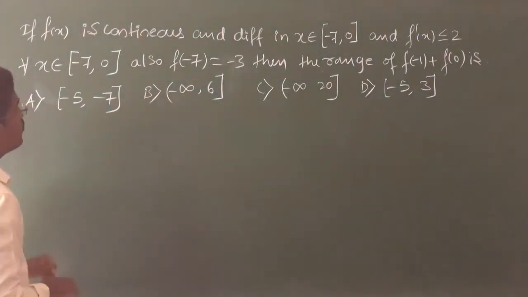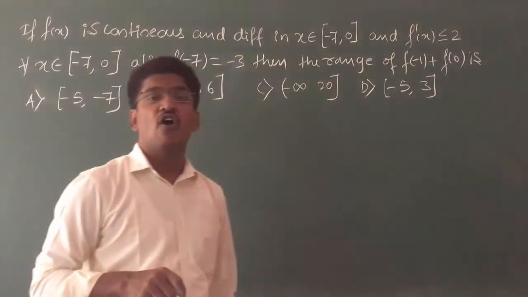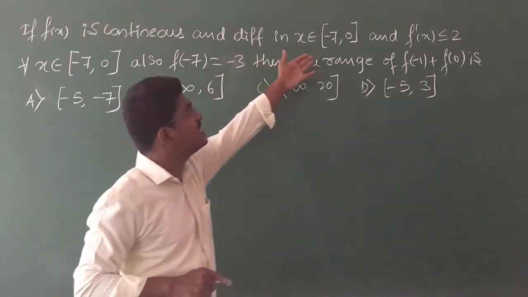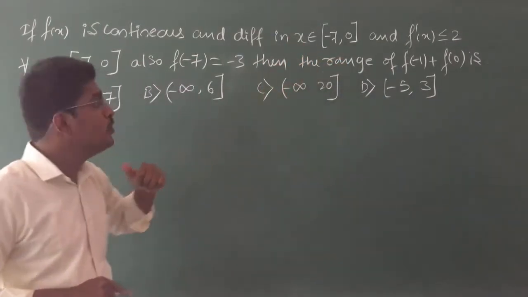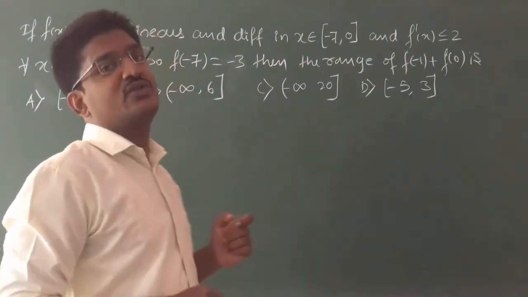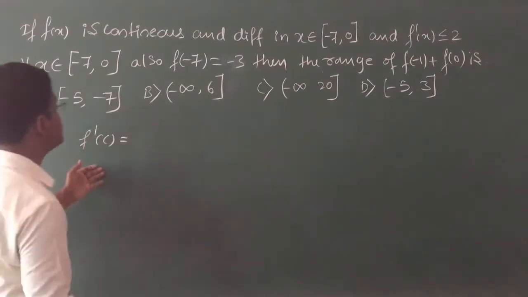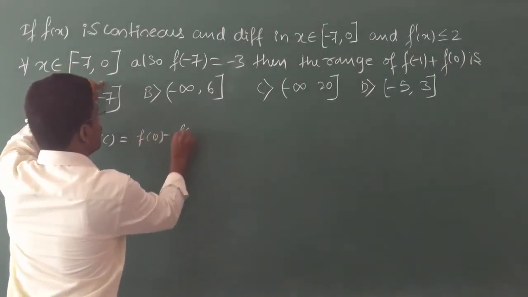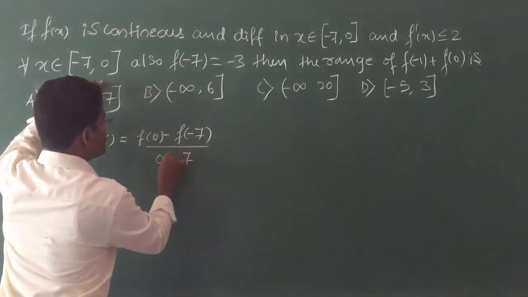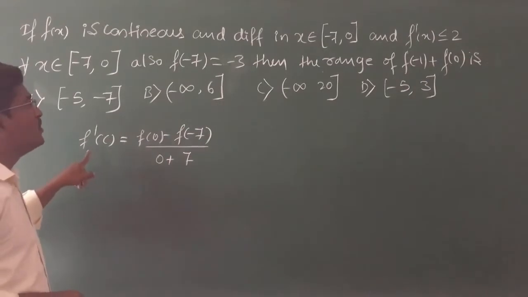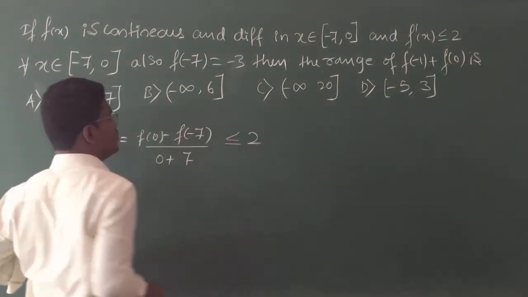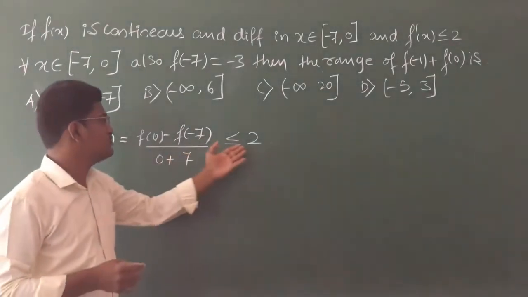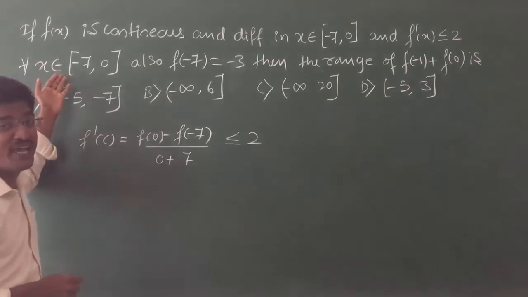From this what we understand here, it is a question of mean value theorem. They are saying that it is differentiable in the interval minus 7 comma 0 where f dash of x is lesser than or equal to 2. So one thing you must understand, the formula of mean value theorem. So the formula of mean value theorem is what? F dash of c equal to f of b minus f of a divided by b minus a. In this interval, that is f of 0 minus f of minus 7 divided by 0 minus of minus 7, which will be plus 7. As you all know, this term is always lesser than or equal to 2, because f dash of x is always lesser than or equal to 2. So f dash of c according to mean value theorem must be lesser than or equal to 2, where c is an element of minus 7 comma 0.